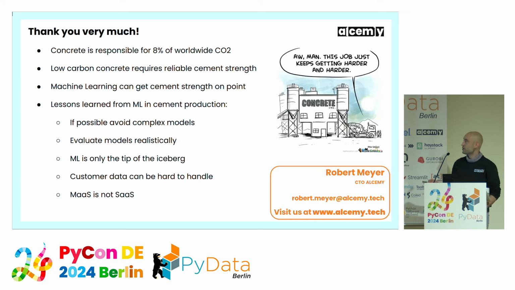The major lessons that we learned: avoid complex models, use linear regression, try to evaluate models as realistically as possible, build algorithms that reflect reality. Most of the stuff is not machine learning, but all the infrastructure around it. Customer data is really difficult and one of the major pain points. And machine learning as a service is much more difficult to scale than software as a service. Thanks.